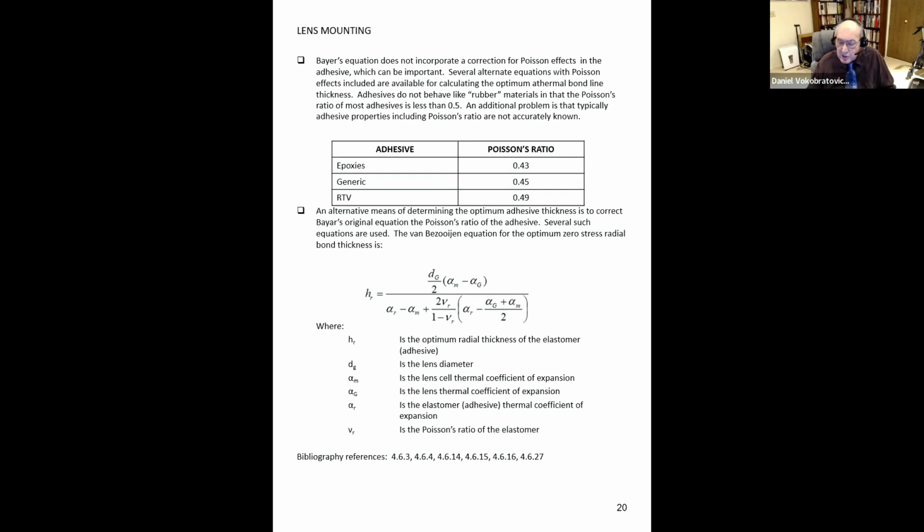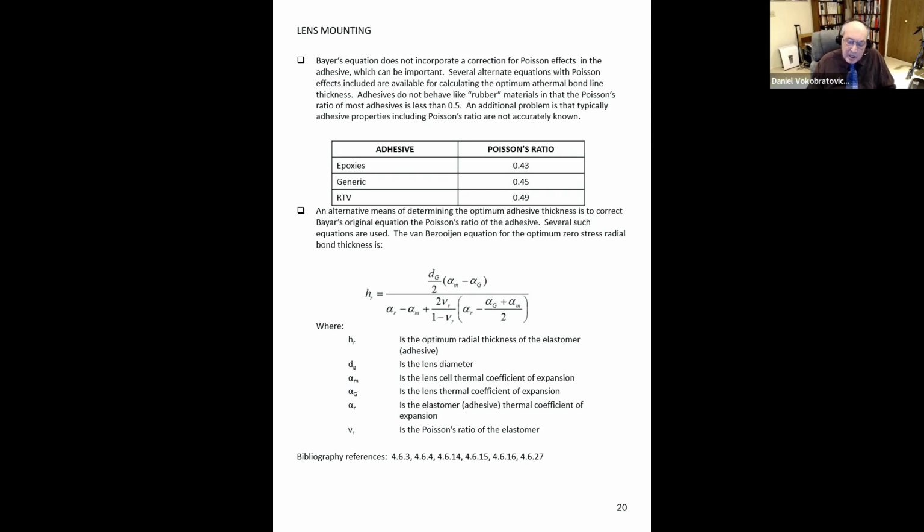There are a couple of issues, one of which is we don't know Poisson's ratio with accuracy. Typically for the epoxies, it's about 0.43. For the RTVs, it's probably around 0.49. No adhesive acts like a rubbery material with a Poisson's ratio of exactly 0.5. Generally speaking, if you want to use an approximation, I suggest using a value of 0.45.